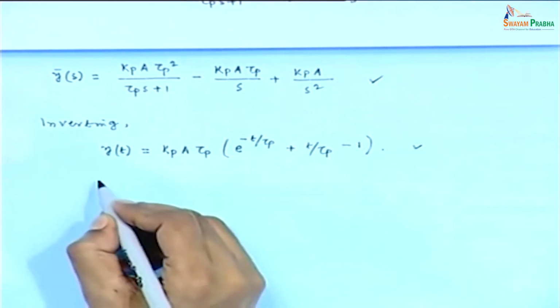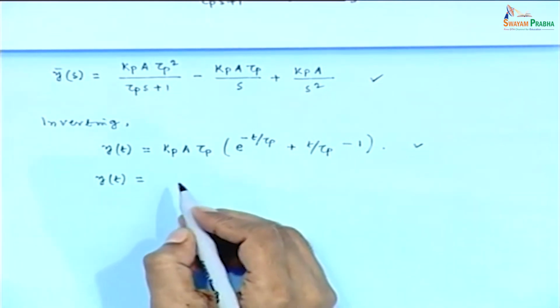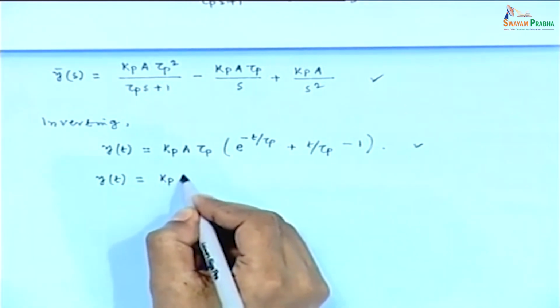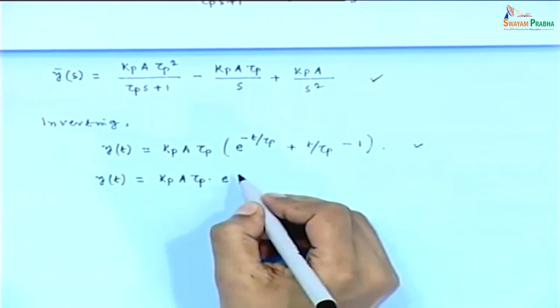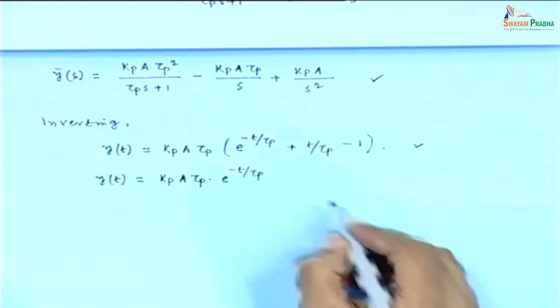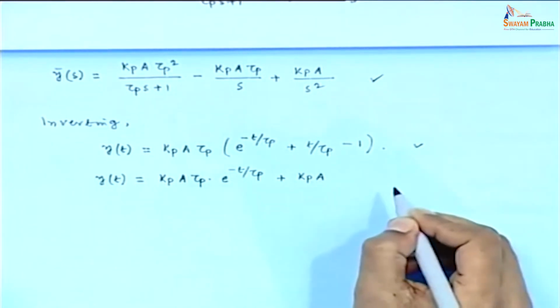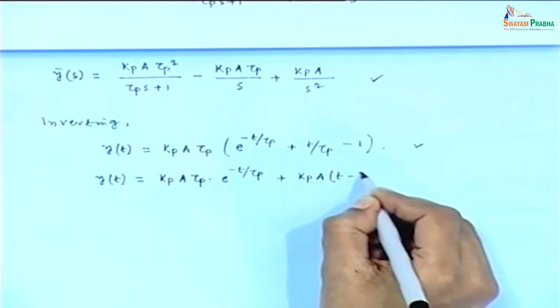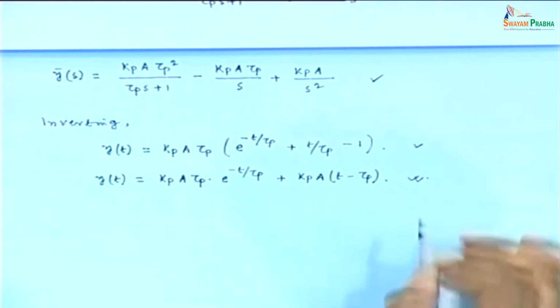If we rearrange this equation, we get Kp a tau p exponential of minus t divided by tau p plus Kp a times t minus tau p. Rearranging this equation, we get this form.